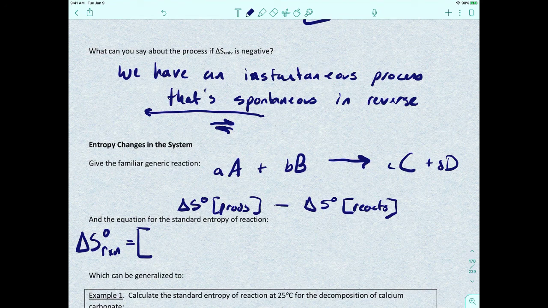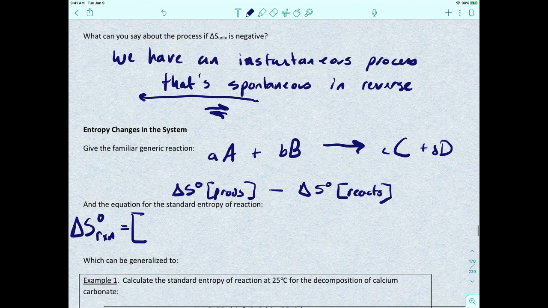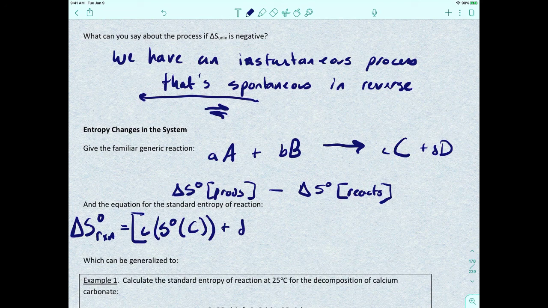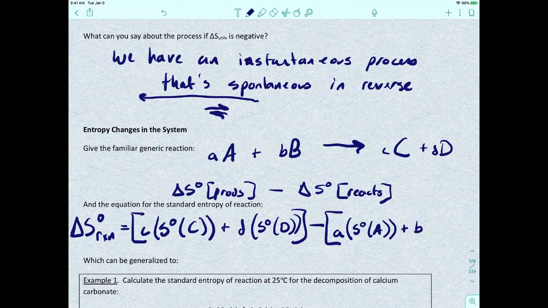Okay, so the way we set this up is pretty much like what we set up for the enthalpy reactions back in Gen Chem I. We'll take the stoichiometric coefficient for C and multiply that by the standard state entropy for compound C. And we're going to add the stoichiometric coefficient for compound D multiplied by the entropy for compound D. Minus, we're going to do the same thing for the reactants: stoichiometric coefficient a times the entropy of compound A plus stoichiometric coefficient b times the entropy of B.